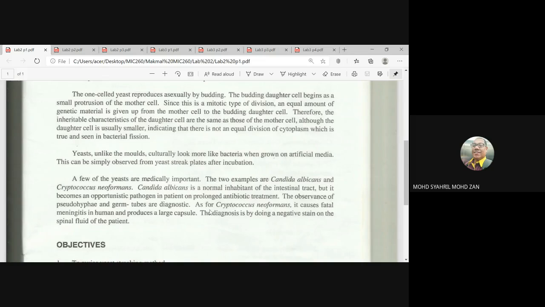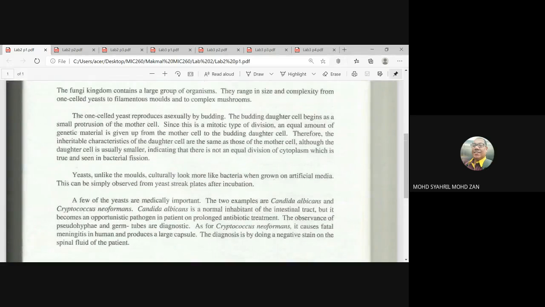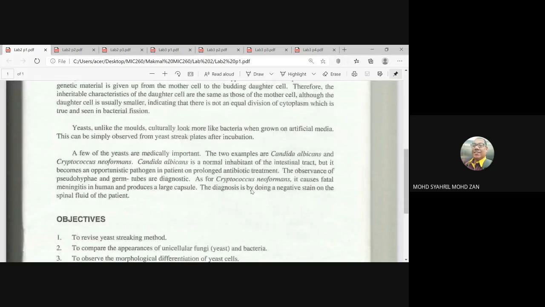So yang kedua adalah Cryptococcus neoformans. It causes fatal meningitis in humans and produces large capsules. So meningitis ni letak pada kita punya otak. Okay, meningitis. Alright. So kesan dia mungkin encephalitis ataupun kepala besar. The diagnosis is by doing a negative stain on the spinal fluid of the patient. So kita pakai cecair tulang belakang. Right. Meningitis ni letak pada otak kita.